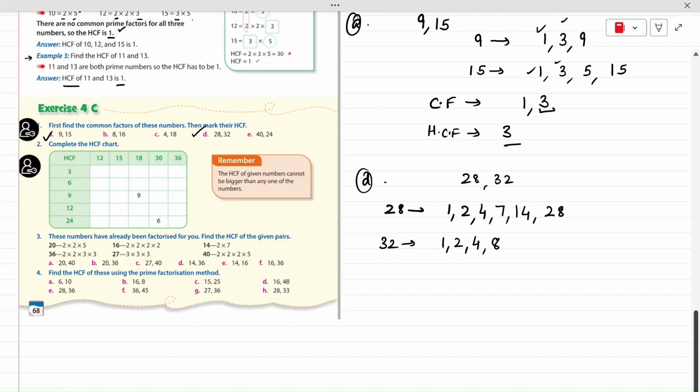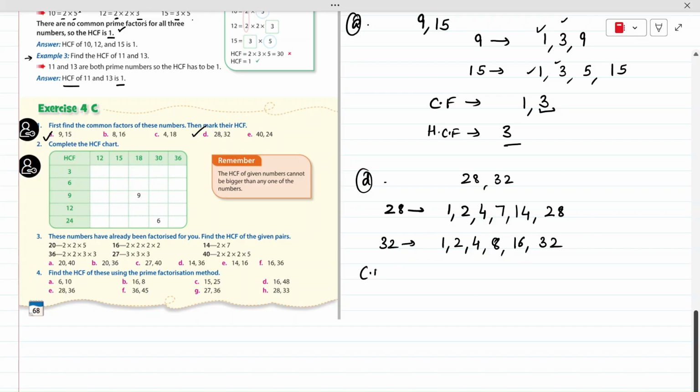8 is a factor of this, not 9, 10, 11, and 12. 12 is also not a factor. 13 is also not a factor. 16 is a factor, and then the number itself. So these are the factors.